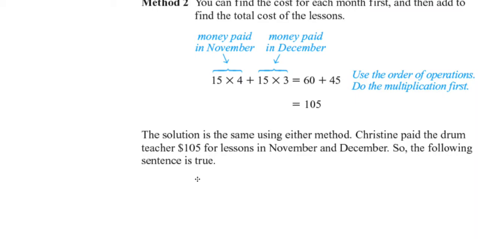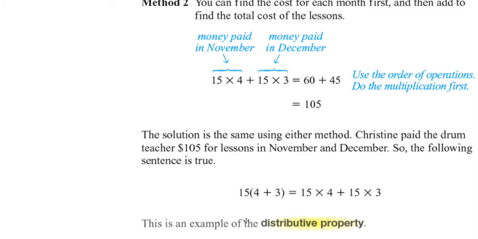So the following sentence must be true: 15 times the quantity (4 plus 3) is the same as 15 times 4 plus 15 times 3. Very clear in our example, and this is an example of what we call the distributive property. Before we go into what the distributive property is in terms of symbols and algebra, a little bit of a precursor. Distributive property simply means that you are distributing. In this case, you're distributing 15 to 4 and 3. So you have 15 times 4 and 15 times 3. Without further ado, this is the distributive property.